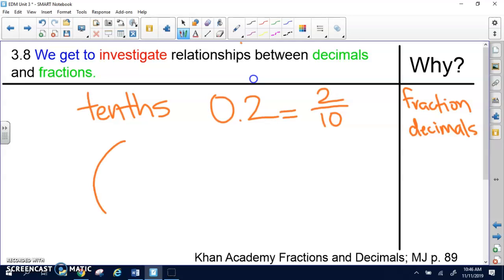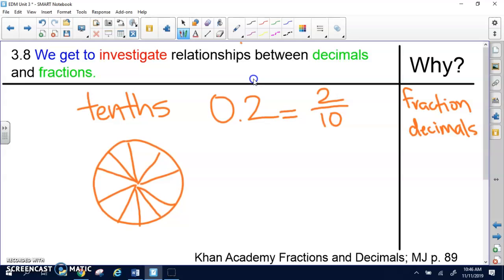We're going to represent that with circles today. And you're going to color in 2 tenths, 2 of the 10 pieces. So you're going to be understanding these circles. You're going to be doing some comparisons between fractions and decimals.